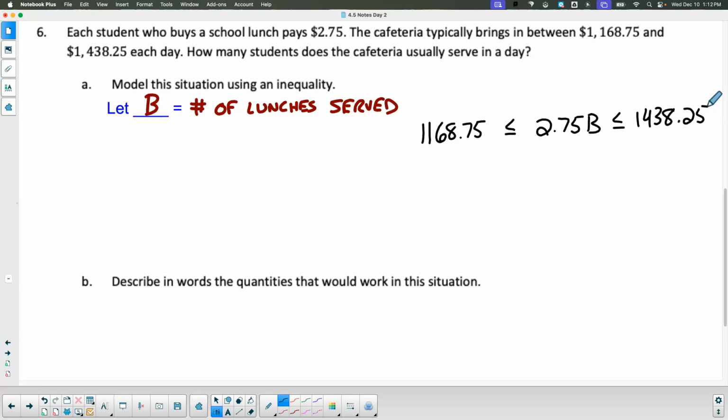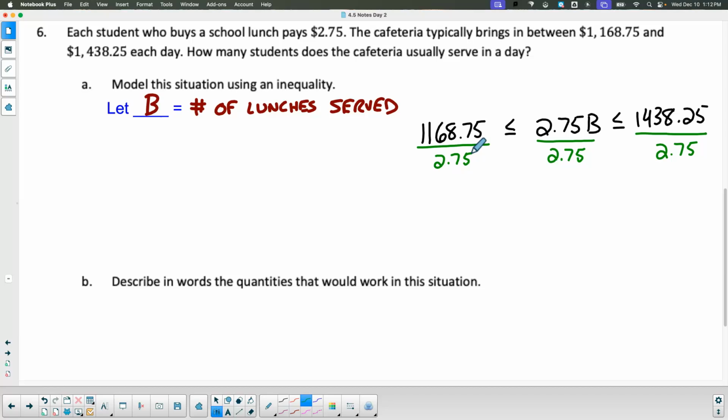Okay? So if I want to get B by itself right here in the middle, what am I going to do? Divide by 2.75. So if I'm going to divide here by 2.75, then I have to divide here by 2.75, and I have to divide here by 2.75 because I've got to do the same thing in all of those spots. With me on that? Okay.